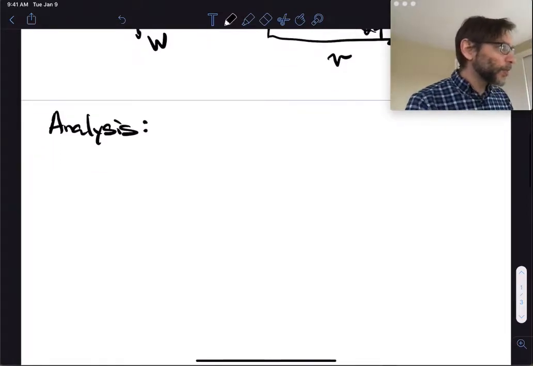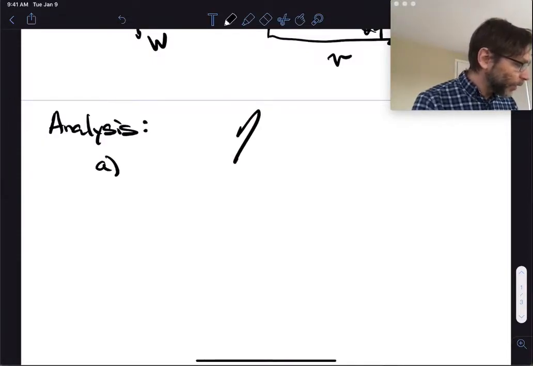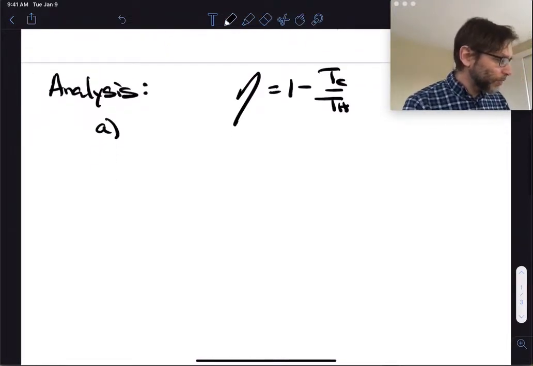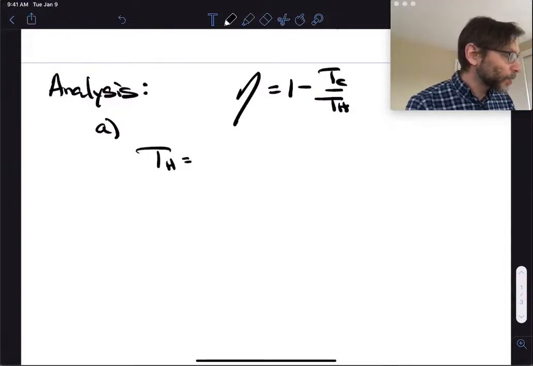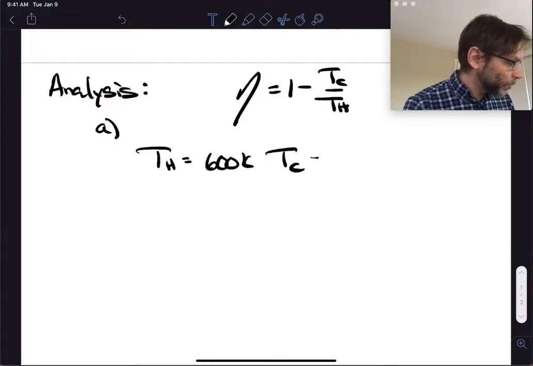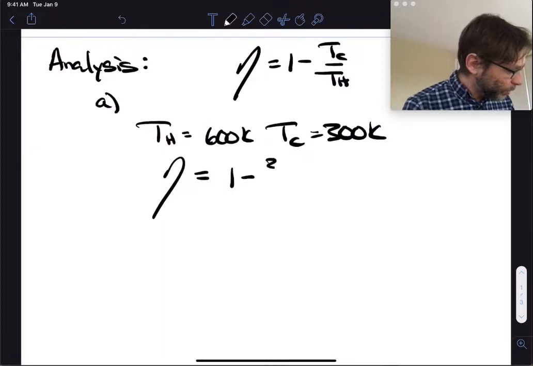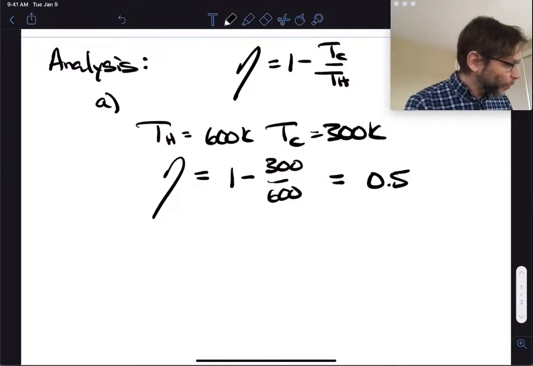Okay, so analysis here. So let's do part A. The analysis is essentially that we have efficiency equals 1 minus TC over TH. So if we want to see TH equals 600K and TC equals 300K, which is the baseline, thermal efficiency is equal to 1 minus 300 over 600, and you can guess what that is, 0.5. So it's 50%.